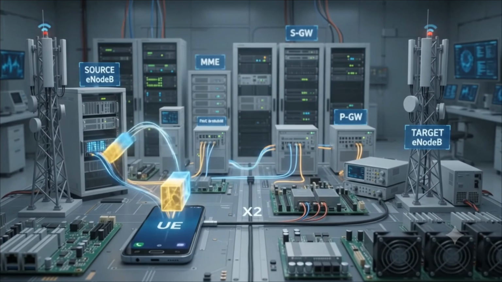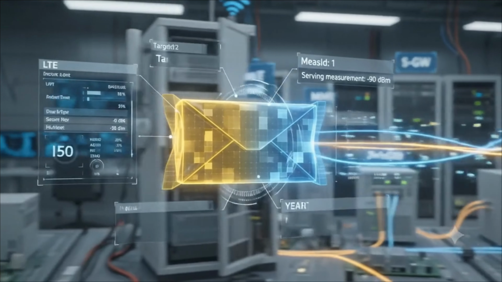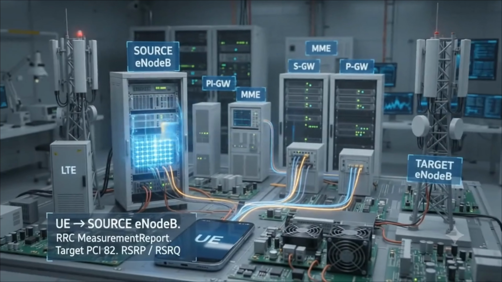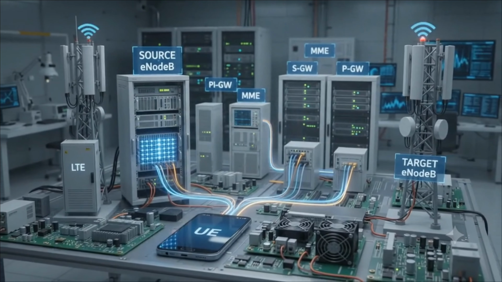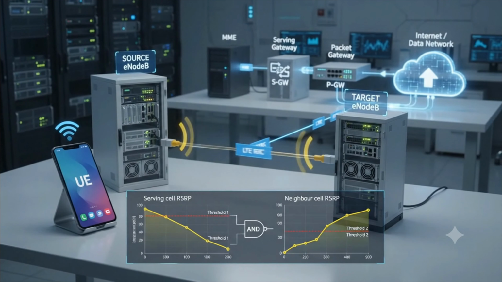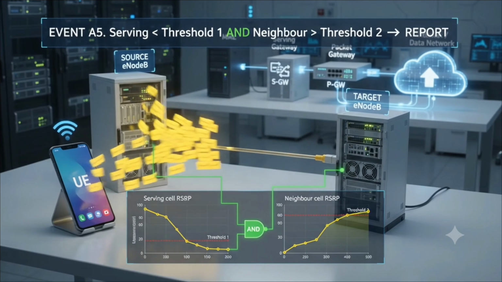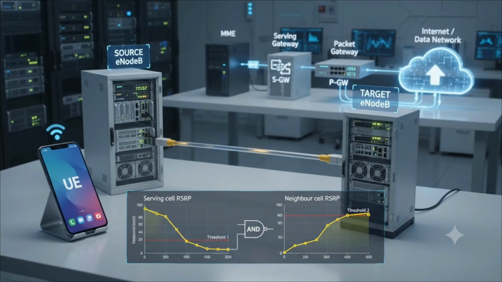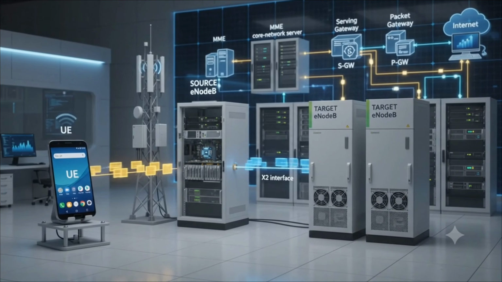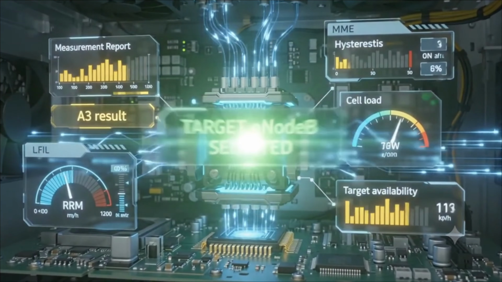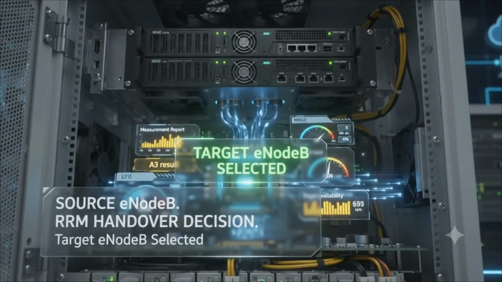The UE sends an RRC measurement report to the source eNodeB containing the configured, serving, and neighbor measurement results. Event A5 uses two conditions: the serving cell becomes worse than threshold 1, and a neighbor becomes better than threshold 2. The source eNodeB performs the handover decision. The MME does not make this radio handover decision in the normal X2-based procedure.